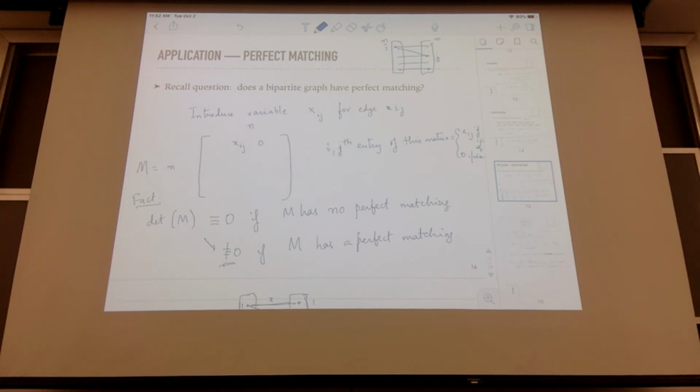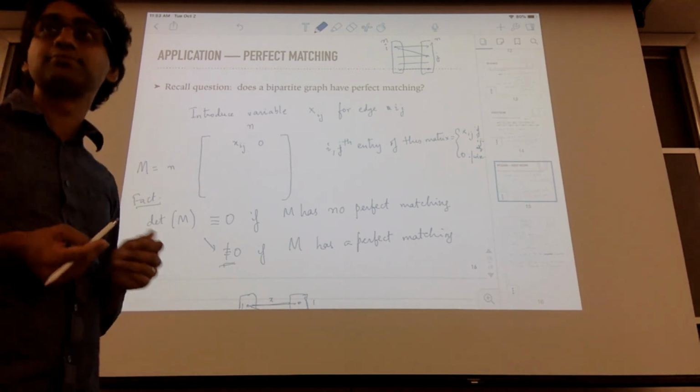And the test, as you can see, has nothing to do with the graph problem. You build a matrix with these variables, assign random numeric values to these xij's, compute the determinant of this matrix, and if it's non-zero, you declare that it has a perfect matching. If it's zero, you try a few more times.